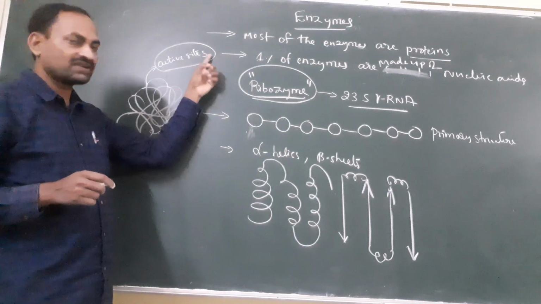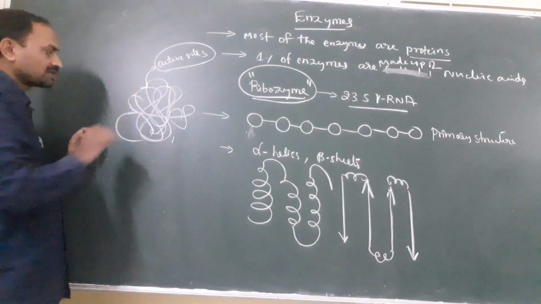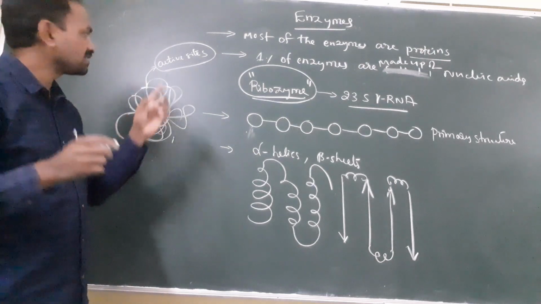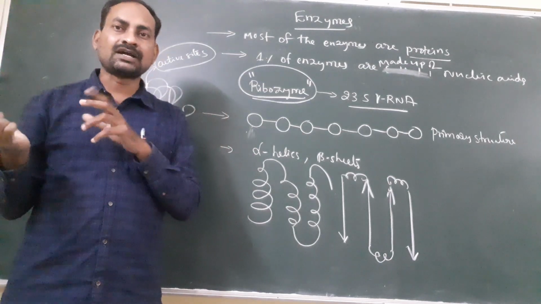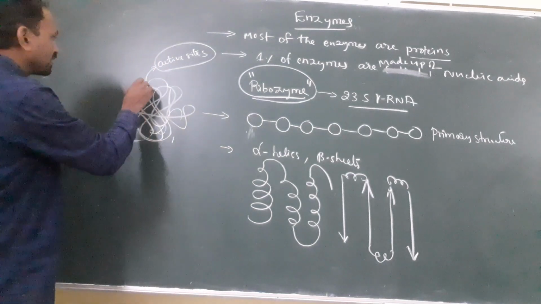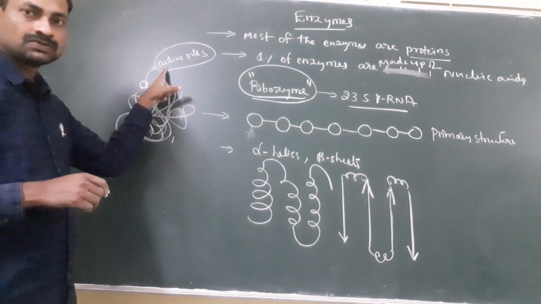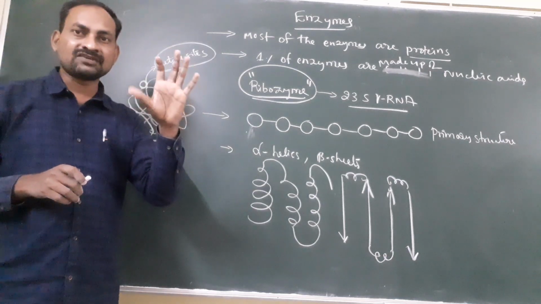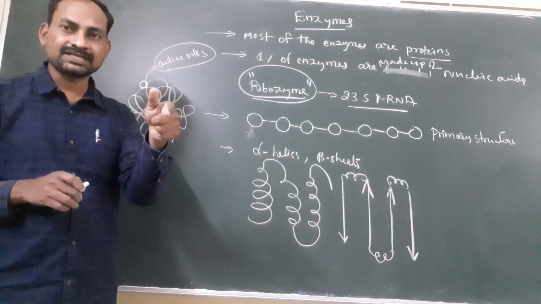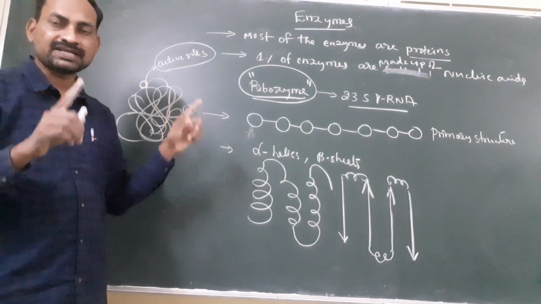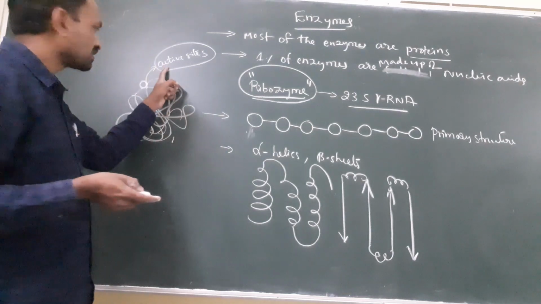So what is the active site? What is the function of the active site? Suppose, for example, this region on the surface of the enzyme, just imagine it is the active site. So here at this active site the substrate will come and bind to the enzyme. A specific substrate will come and bind to the enzyme at this active site. So the region or pocket where the substrate binds to the enzyme is called the active site. Active site is nothing but the substrate binding region on the enzyme.